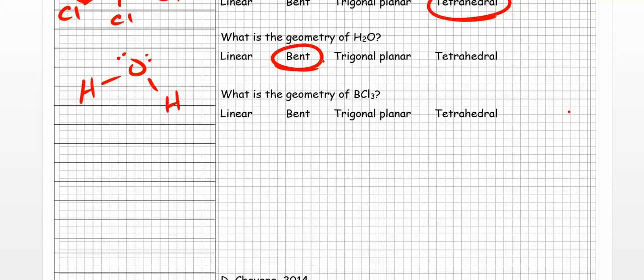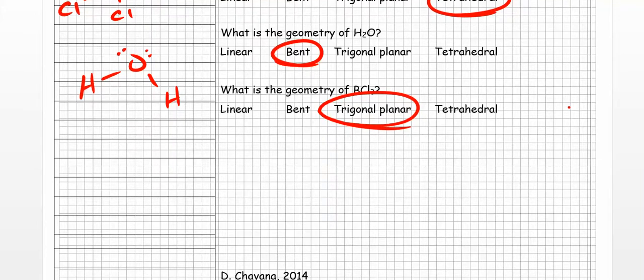And water is just a very famous example of this particular geometry, so I want you to remember that one. The next one is, what is the geometry of BCl3? I want you to remember that boron is an exception to the octet rule, and therefore that means it doesn't require 8 electrons. This one's going to be trigonal planar. So when you see boron in the center, that's going to be trigonal planar.